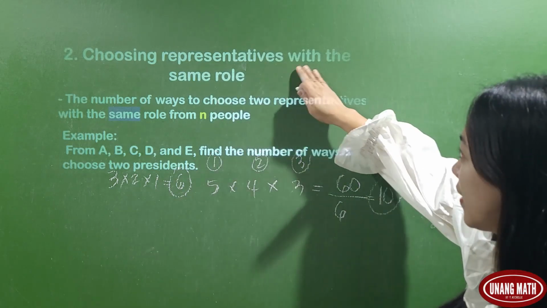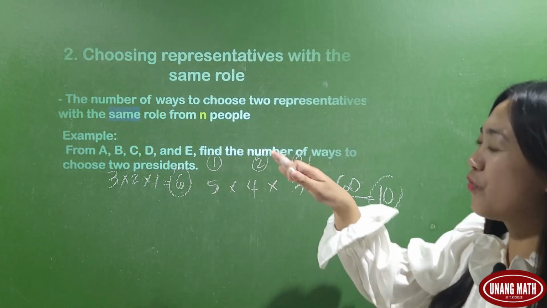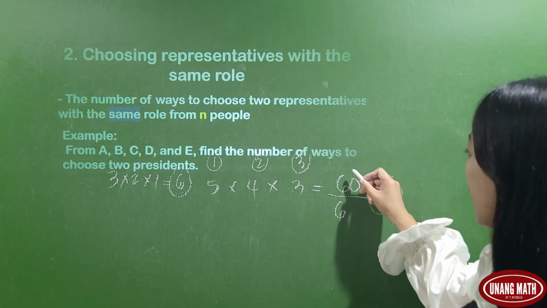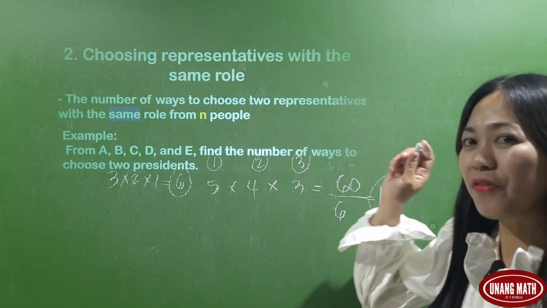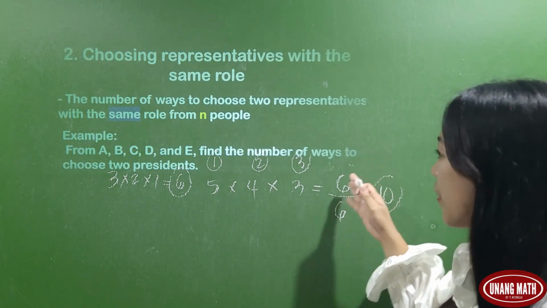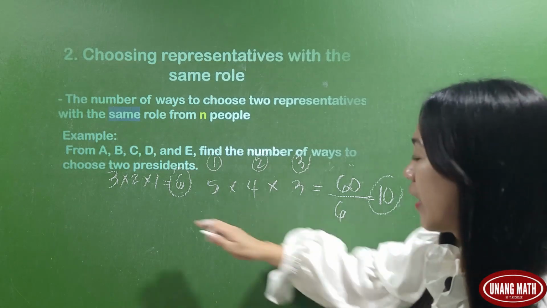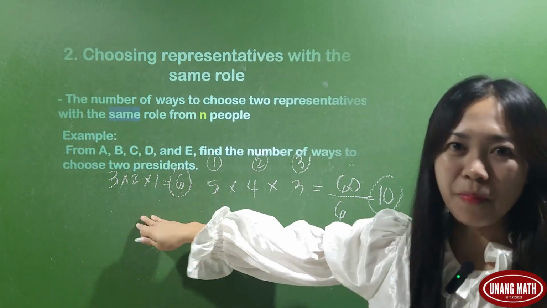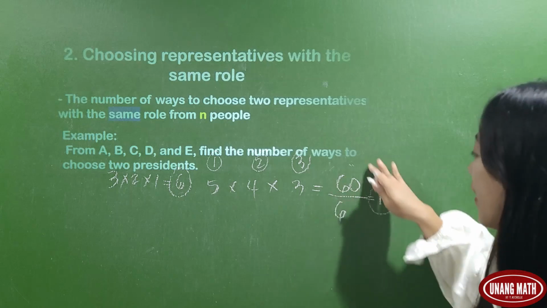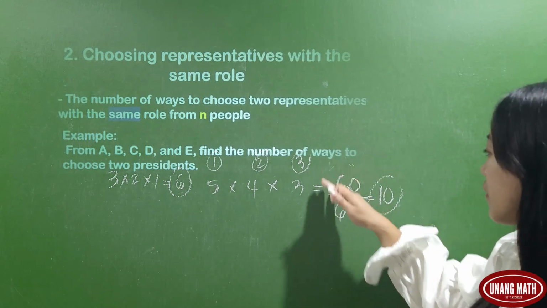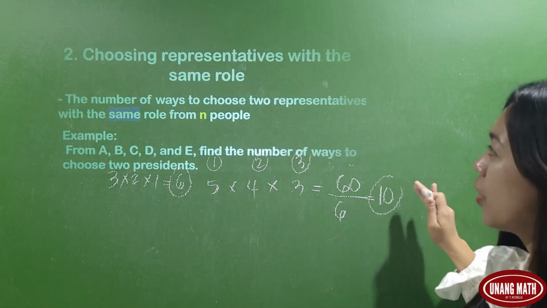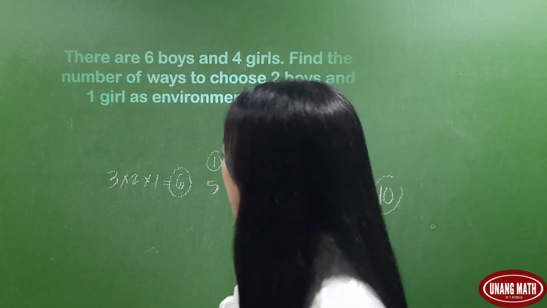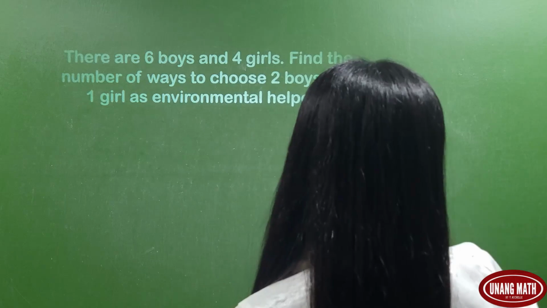So if we are choosing representatives with the same role, or to find the number of ways to choose two representatives with the same role, what we need to do is find the outcome, and from that outcome we have to subtract those repeated outcomes that we found out. And to find those repeated outcomes, we need to get the outcomes of those two presidents or three presidents. Then divide from the first outcome that we get, and the final answer would be the final number of ways. Okay, this time let's answer these simple questions.